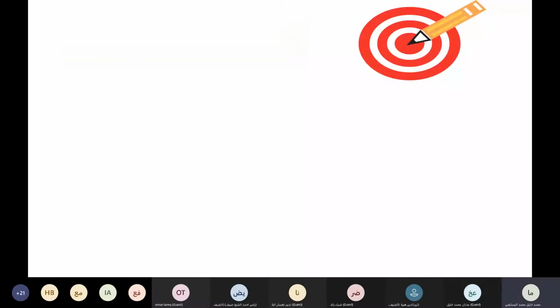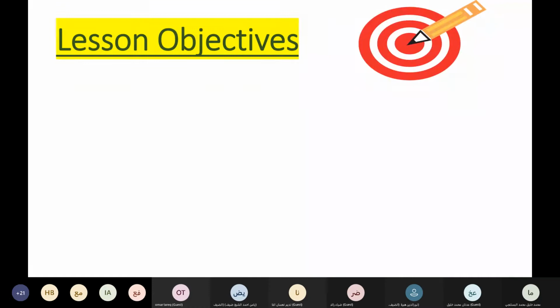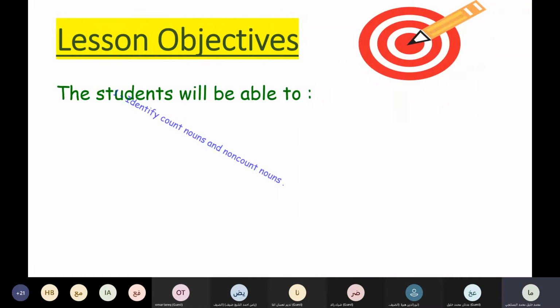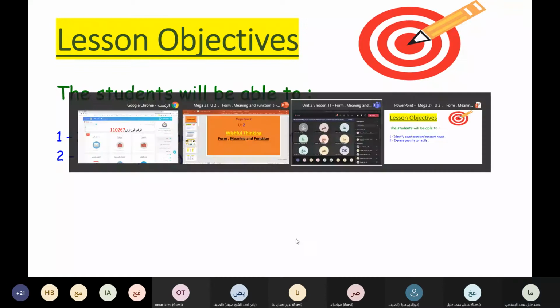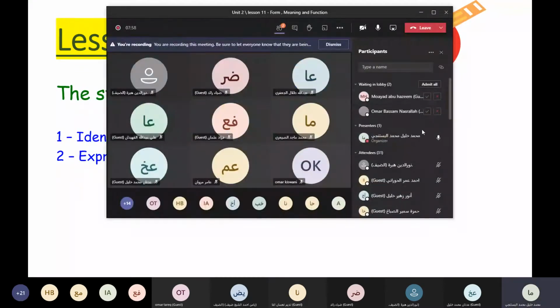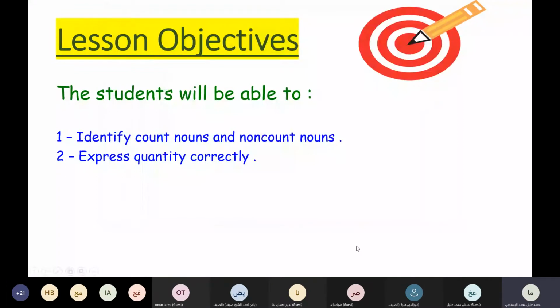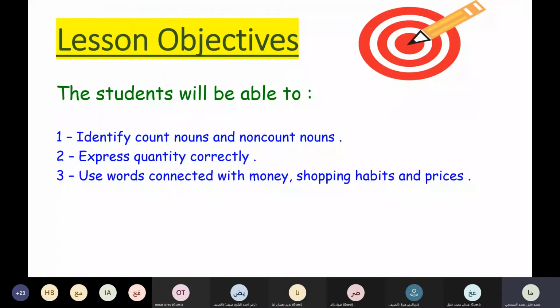Today we're going to identify the count nouns and non-count nouns, countable and non-countable nouns. Also, we are going to talk about the quantifiers, expressions of quantity. Also, we are going to use words related or connected with money, shopping habits, and prices.